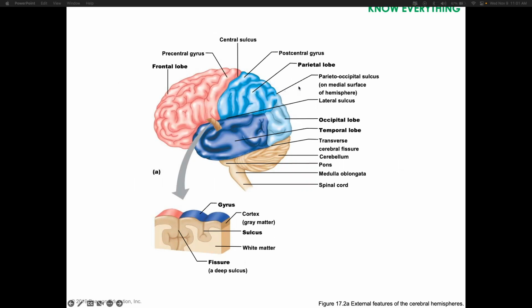Keep going back, we see our parieto-occipital sulcus here, between our parietal and occipital lobe. Then we have our temporal lobe, and then we have our cerebellum, and that's separated by this transverse cerebral fissure. We continue going down, you see the pons, the medulla oblongata, and the spinal cord. And then down here, we can see the difference between a sulcus and a fissure. A sulcus is a more shallow indentation, while a fissure is a deeper indentation.